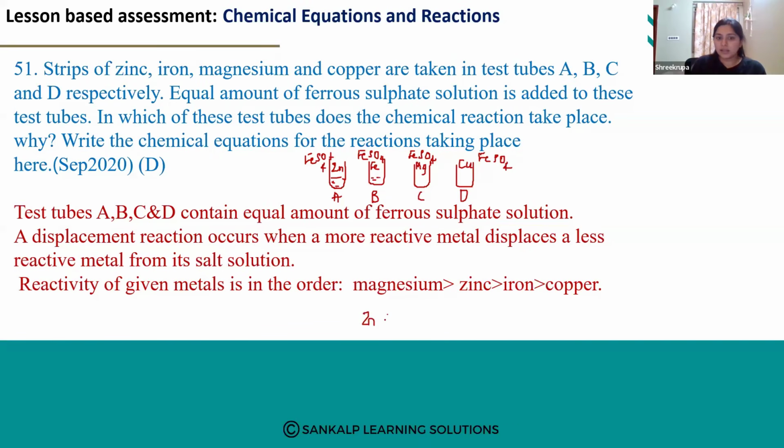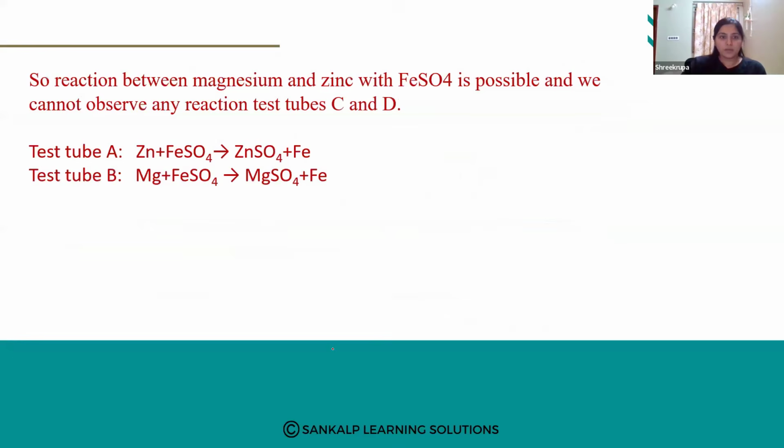That is, zinc reacts with FeSO4 and zinc sulfate will be formed and also elemental iron. Okay, here zinc displaces iron because reactivity of zinc is greater than iron. This is test tube A. So, this is the reaction.